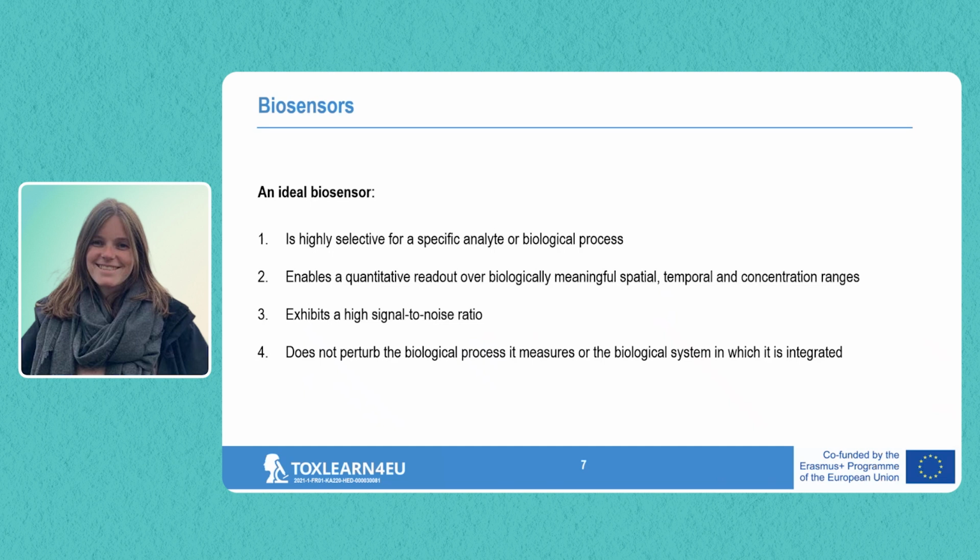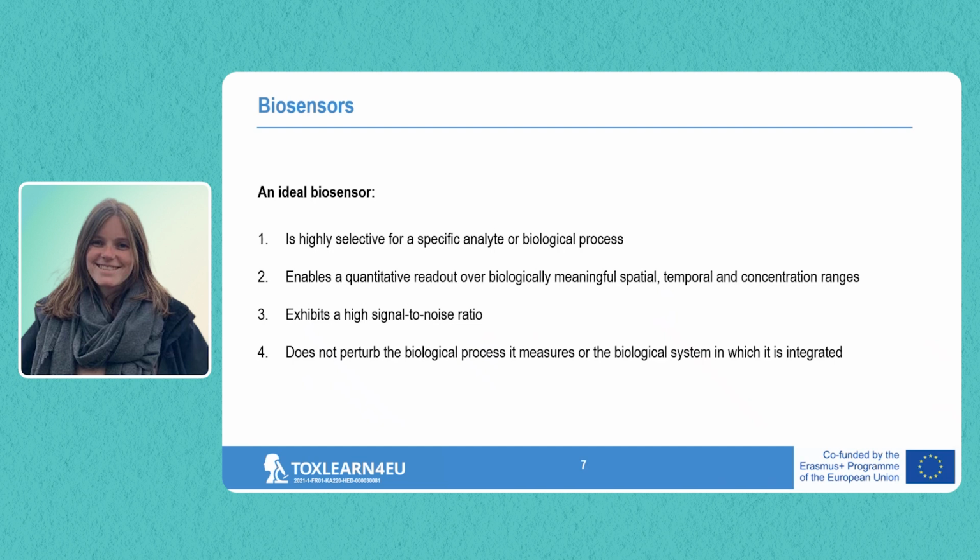Then another characteristic of a perfect biosensor is that it has a high signal-to-noise ratio. I told you usually these sensors work based on fluorescent proteins, but a problem that we have in many types of species, but especially in plants, is autofluorescence. Because plants contain chlorophyll, which is fluorescent by itself, and this can interfere with your analysis.